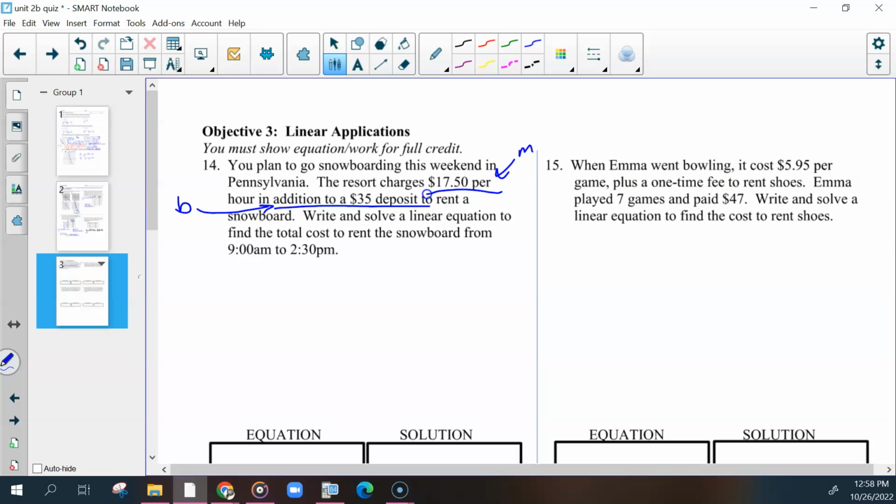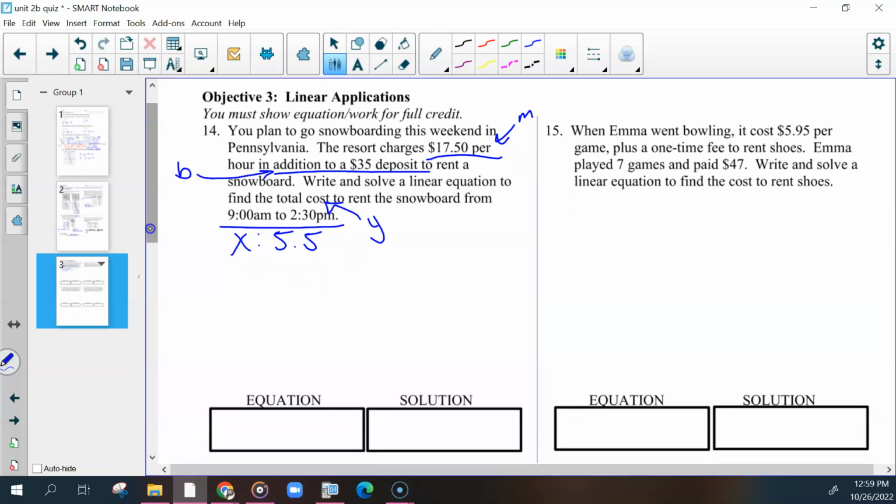If you're not sure which is which, we have total cost, we have hours. Then ask yourself, would hours depend on total cost? Would total cost depend on hours? Total cost would depend on hours. Whatever depends on the other is your Y. That means your hours would be your X. And if I counted how many hours that would be, it's 5.5. So then you have your Y, your M, your X, your B. You can write your equation. Doing that part was worth 1 point.